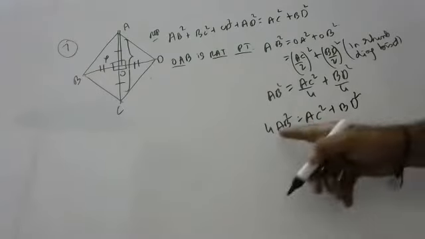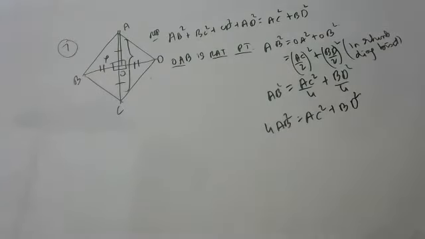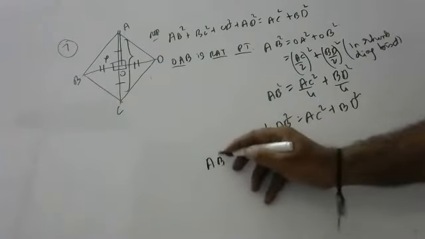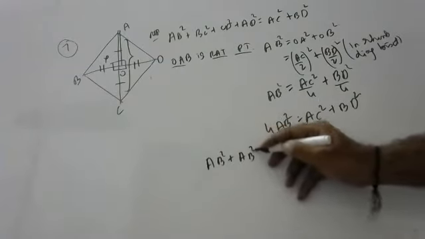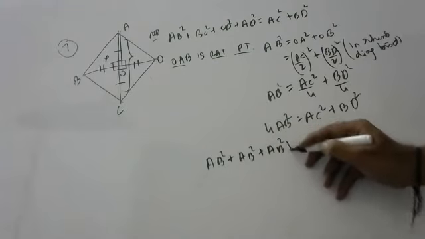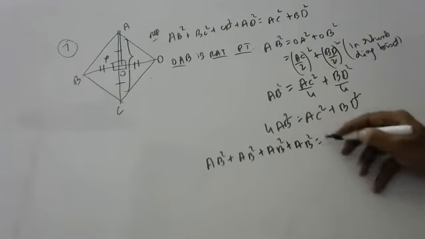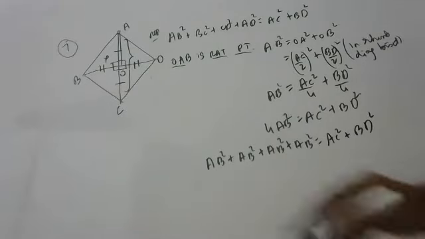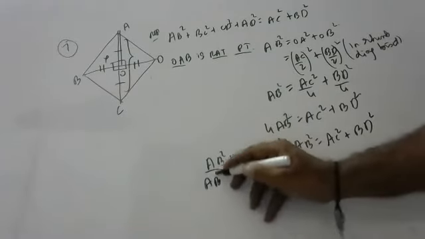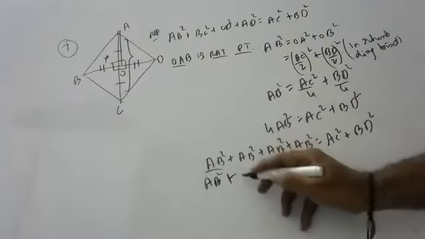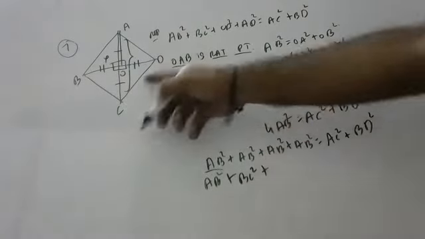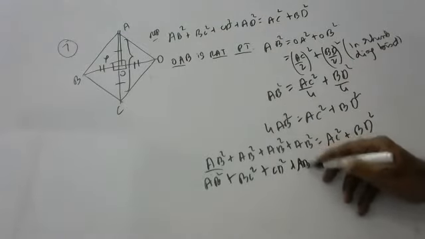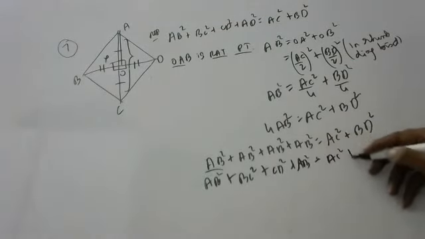Children, 4 times AB square means, try to understand, simple common sense: AB square plus AB square plus AB square plus AB square is equal to AC square plus BD square. But in a rhombus all sides are equal. One AB square I will write as AB square, one as BC square, one as CD square, and one as DA square. So the sum of squares of sides is equal to the sum of squares of its diagonals.